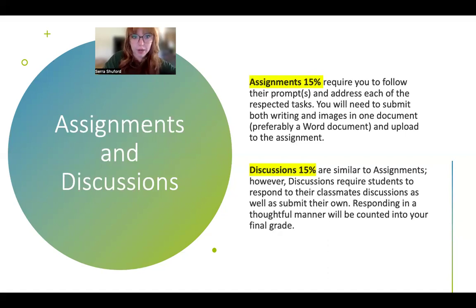Assignments and discussions are pretty straightforward. Assignments require you to address a prompt and each of the respective tasks. You will need to submit both writing and images in one document, preferably a Word document, and upload it to the assignment. Discussions are very similar. However, you are creating a thread and then responding to other classmates, i.e. the discussion.